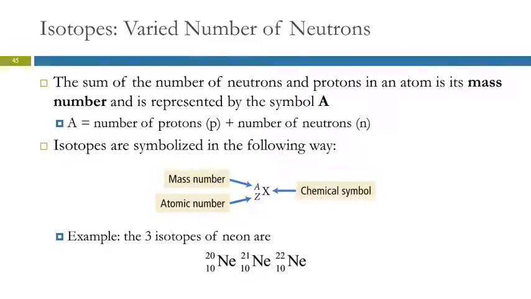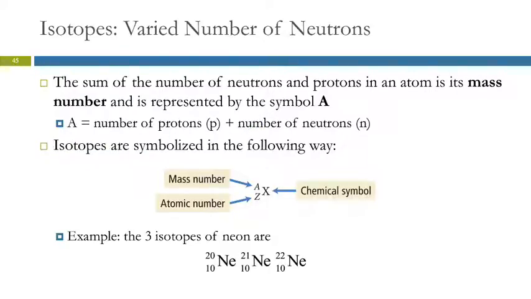So the sum of the neutrons and the protons in an atom is called its mass number. And that is represented by the symbol A. See, that's what I would like to switch those around, but I should petition scientists worldwide. I don't think it's going to do any good, so I won't waste my time. So A equals the number of protons plus the number of neutrons.